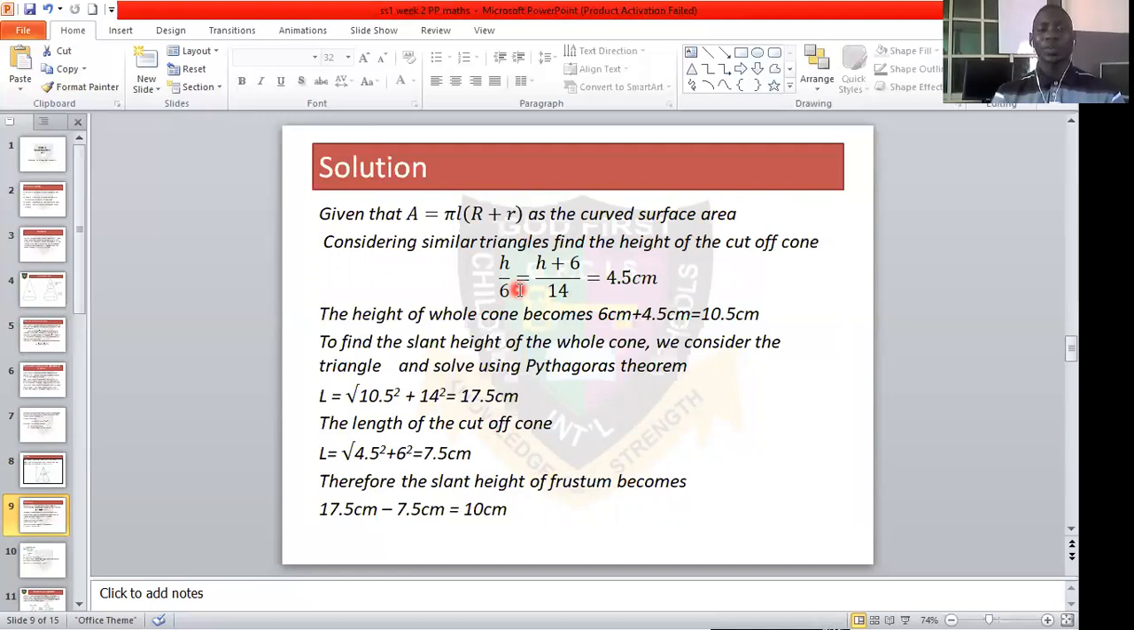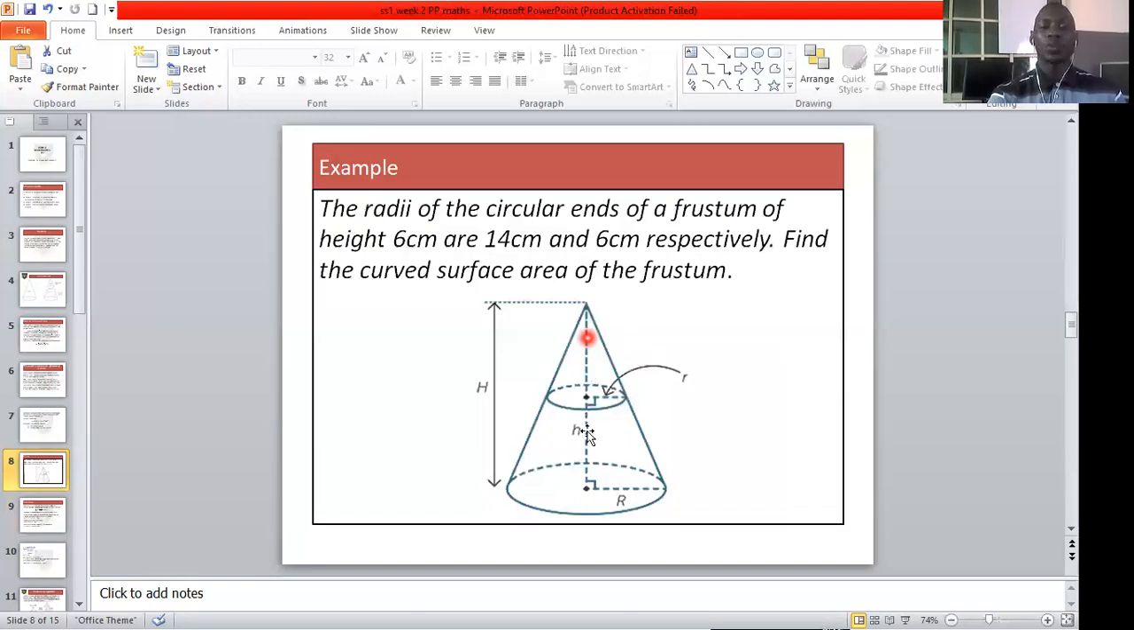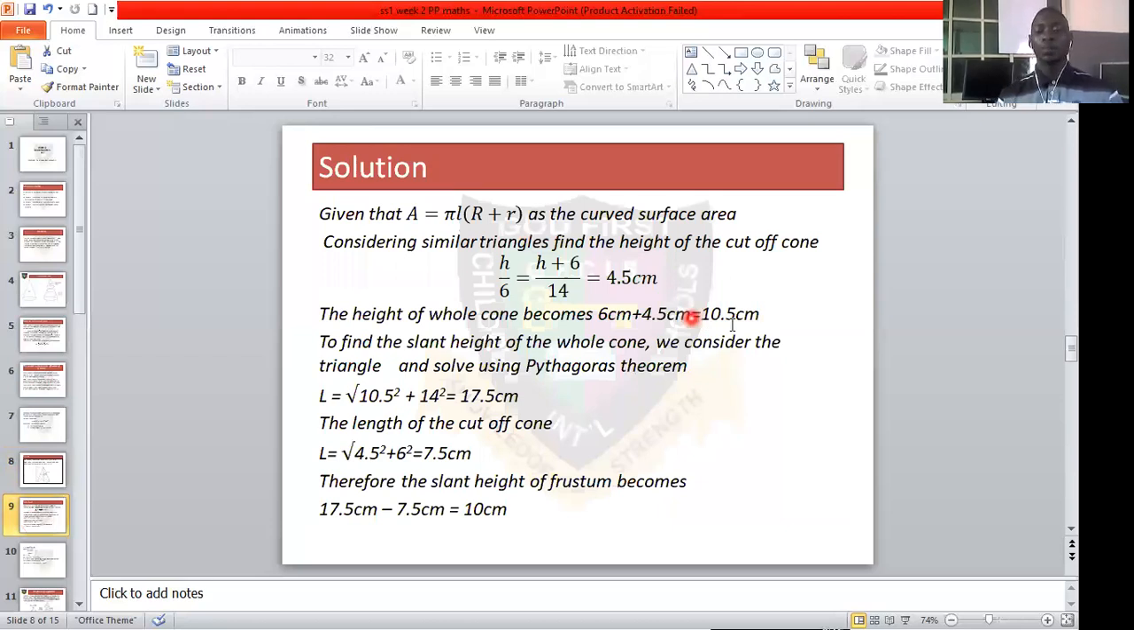So the capital letter H, which is the height of the whole cone: if this height here is 4.5, and this is 6, as given in the question, that is the height of the frustum is 6. So 6 plus 4.5 will give us the whole height of the whole cone, which is 10.5 centimeter. I believe you are following.